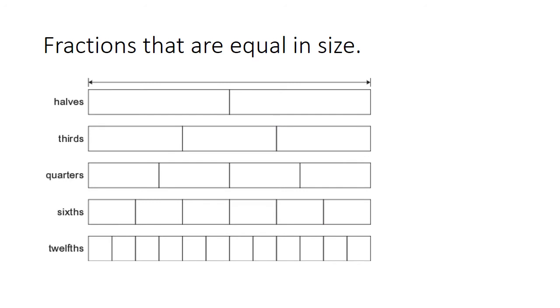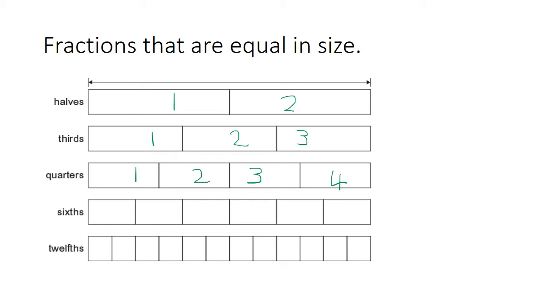Fractions that are equal in size. Our diagram has bars, whole bars, that are divided into different fractions. For instance, the first one is divided into halves. It means there's 2 pieces. The thirds means the whole is divided into 3 pieces. And the quarters, it's divided into 4 pieces. And so on and so on. So the sixths have 6 pieces and the 12ths have 12 pieces.